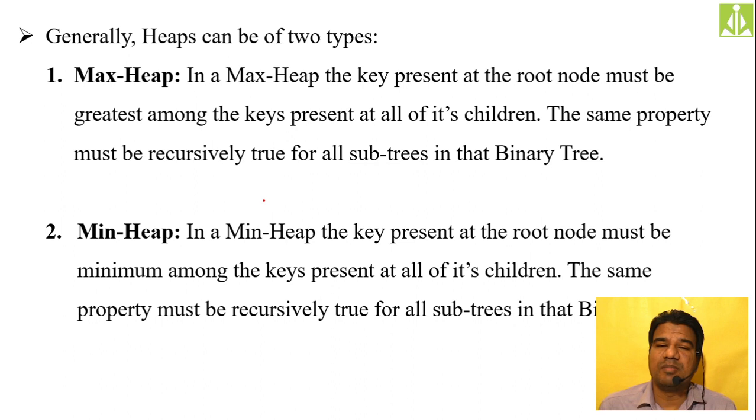Now when we are discussing the concept of minimum heap, it is the opposite. In maximum heap we said the key present at the root node must be the greatest among all the keys present inside the tree. So in minimum heap, exactly the reverse: the key present at the root node must be the smallest among the keys present at all of its children.